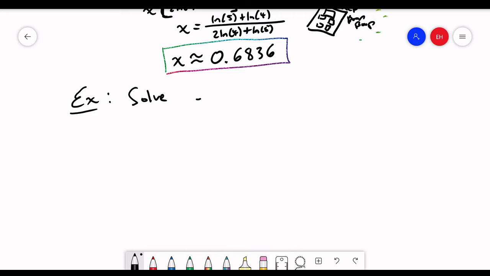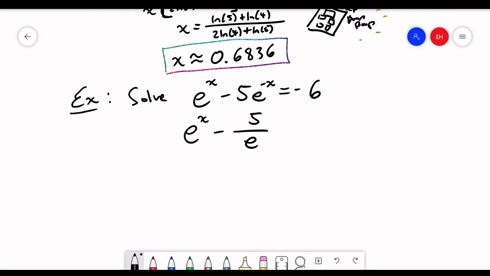e to the x, again, e is just that 2.718, that special number that is useful. It's the base in a lot of exponential functions that model some real world stuff. So we have e to the x minus 5 e to the negative x equal negative 6. Now the first thing, I don't like negative exponents, so I can make it positive by dropping it downstairs. And I don't like fractions, so I'm going to get rid of the fraction by multiplying by the denominator, which is e to the x. So that's my first plan of attack.